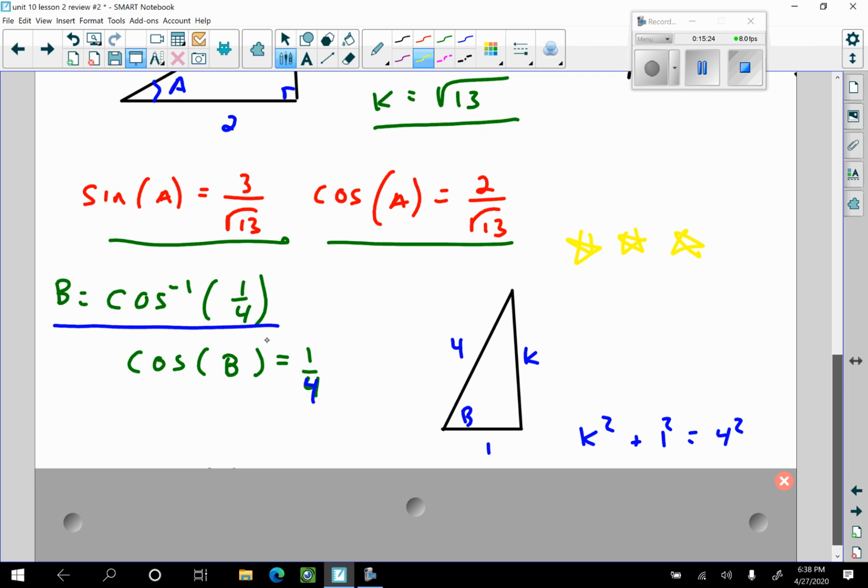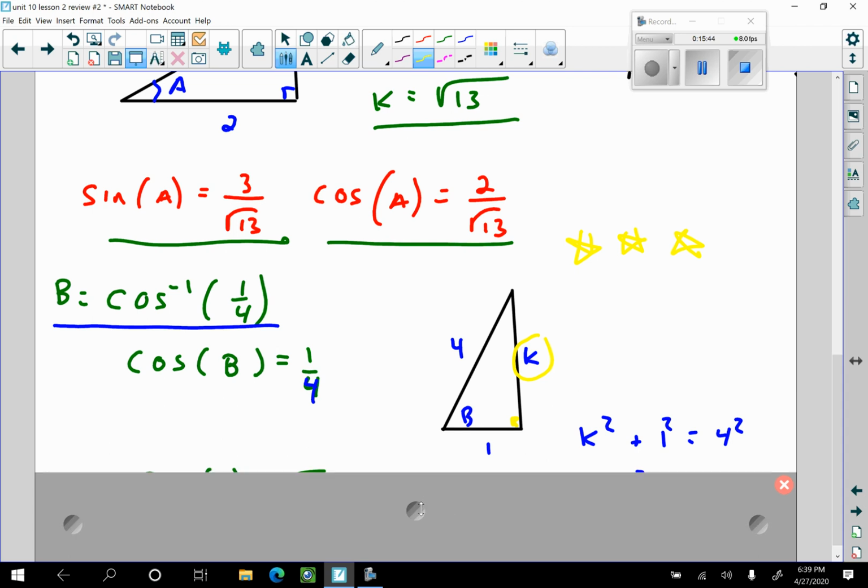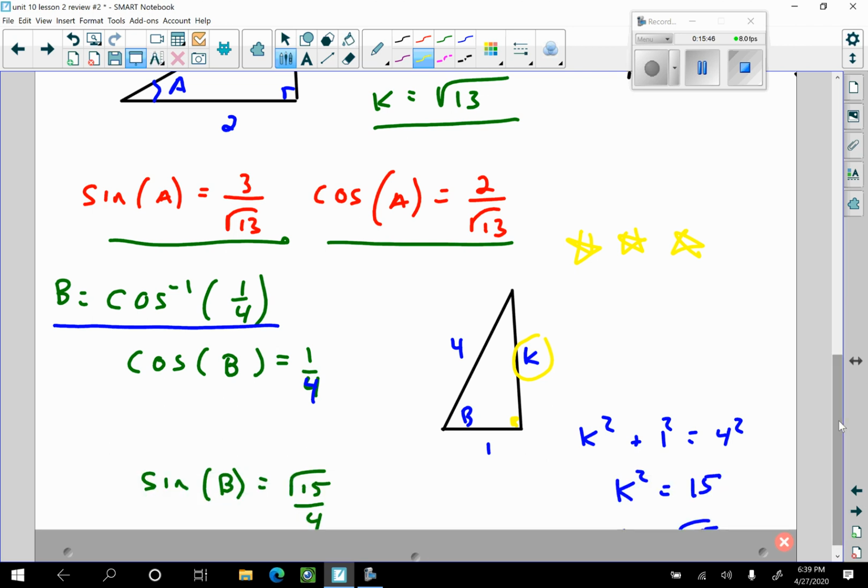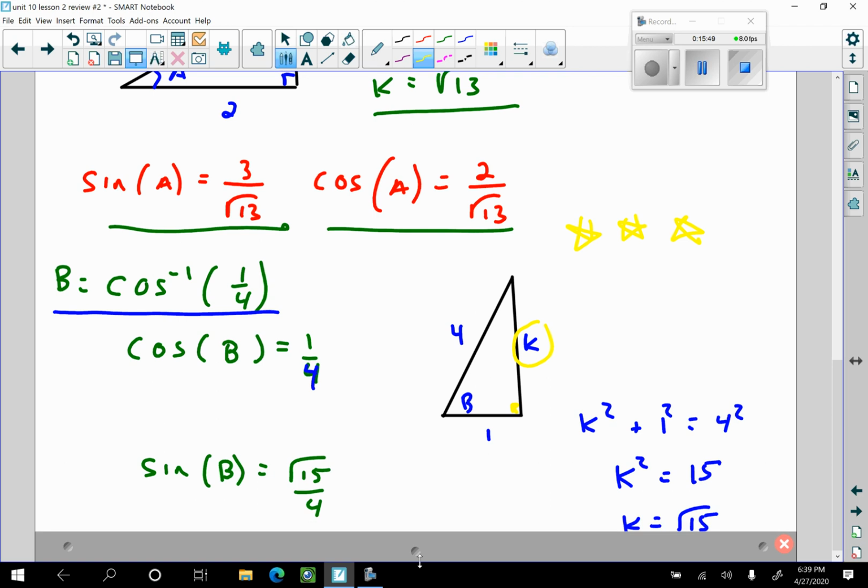Okay, so the cosine of B is 1/4. The cosine is adjacent over hypotenuse, so I'm going to label my right triangle right here. This is adjacent, hypotenuse, and I know that k squared plus 1 squared, this is my variable k, is equal to 4 squared. What does that mean? That means that k squared is going to be 15. Oh, yeah. What does that mean? That k, I think I can just clear that off right there. K is the square root of 15. What does that tell me, ladies and gentlemen?